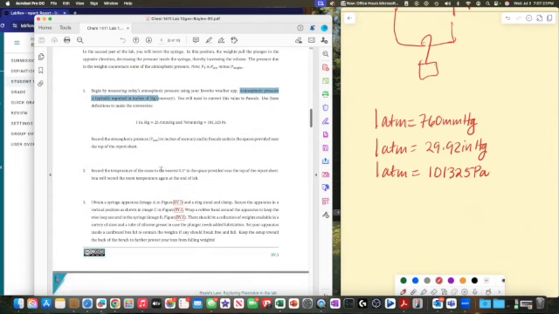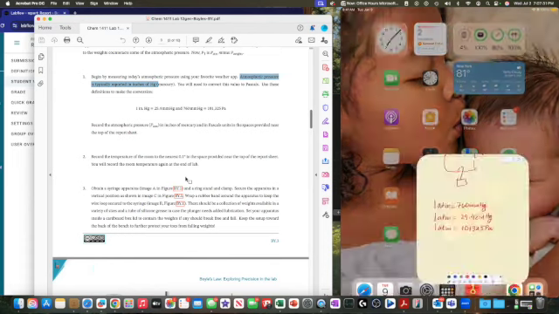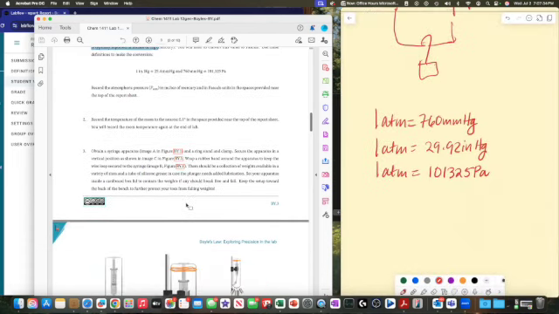Record the temperature of the room to the nearest 0.1 degrees Celsius. Okay, so that's 1 decimal place. We'll get to that part. Oh, hold on. Let me get back to my app. What is it? Okay.